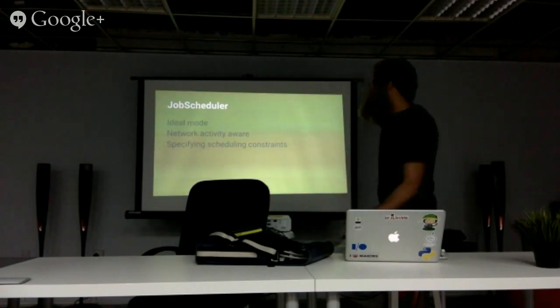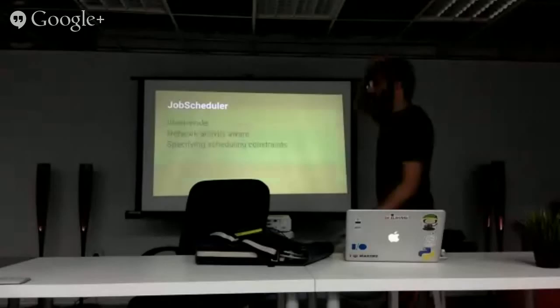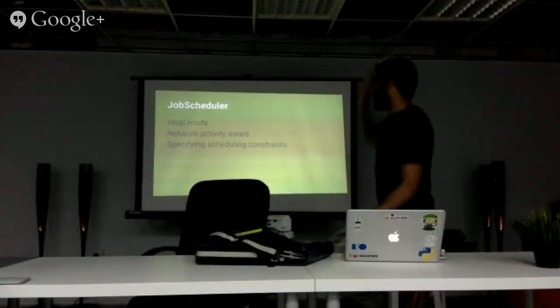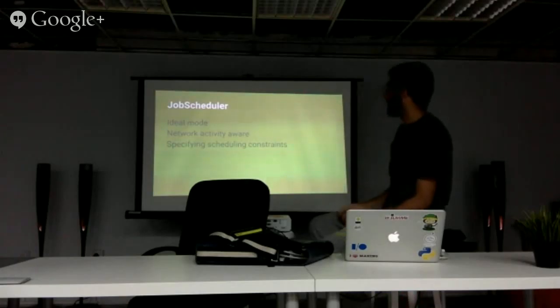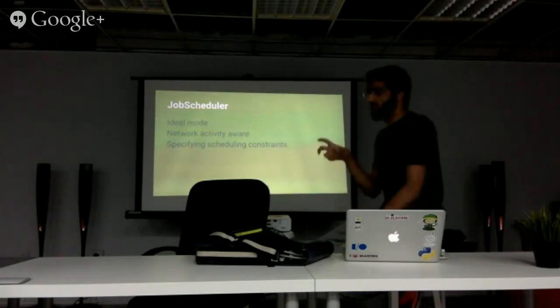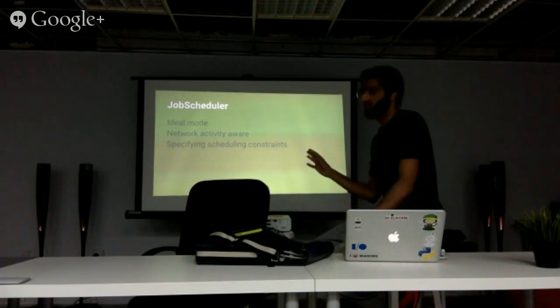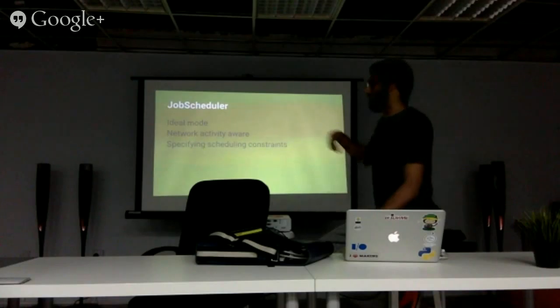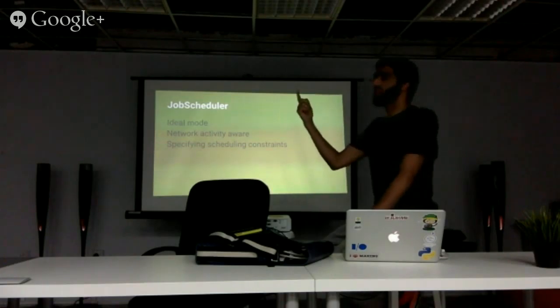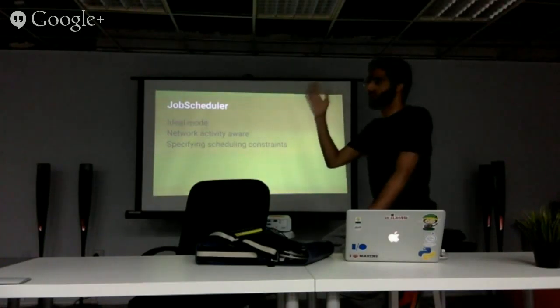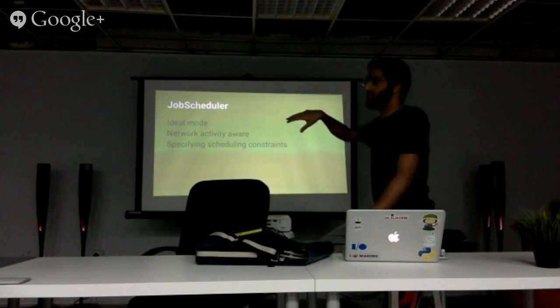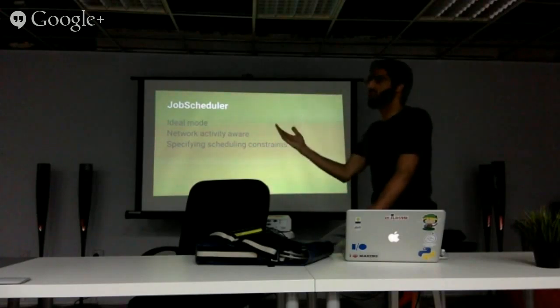With the job scheduler, they added some models. The idle model or network activity aware. So basically, you can tell the job scheduler that if the mobile is idle, then start my service, or after 1 hour, do something. The network activity aware, instead of you checking if there's a connection, it automatically will check, and you can get the information without checking.